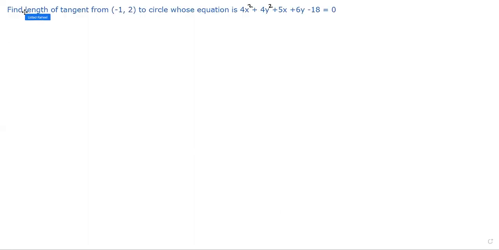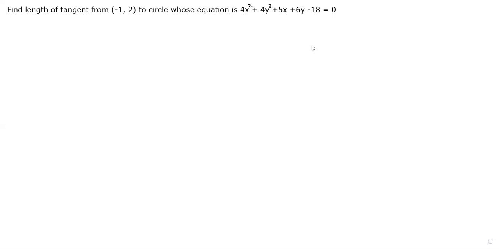Okay, the question is saying that I have to find the length of the tangent from a point which is away from the center, and it is (-1, 2), which is not on the circle, to a circle whose equation is given as 4x square plus 4y square plus 5x plus 6y minus 18 equals 0. Okay, this is the question given to us, and I have to find the length of the tangent.